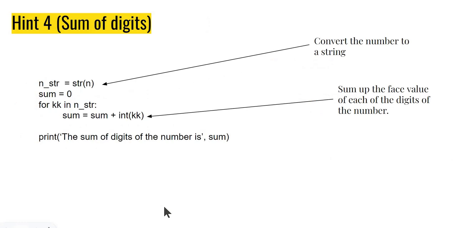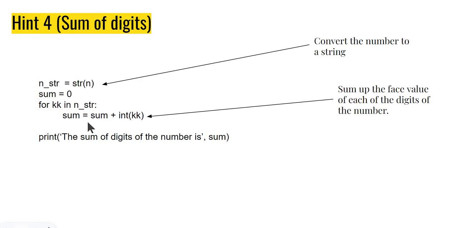Finally, the sum of the digits. Well, this is very interesting. Remember, I have to find something like the sum of, let's say, the number 123. The digits of that are 1, 2, and 3. And I do that by converting that to a string because that allows me to now iterate over this string, right? So I say for kk in, let's say, n string. Now we're going to learn about for loop later, but basically it's a repeat loop with a variable. So this kk iterates. It takes on the different digits of the number. I convert that to integers, get their face value, and then keep adding them to sum. So the sum of digits of the number is, let's say, this sum.